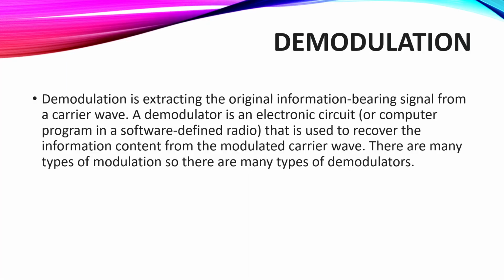Demodulation, finally, we get it. Demodulation is extracting the original information-bearing signal from the carrier wave. A demodulator is an electronic circuit or computer program in a software-defined radio that is used to recover the information content from the modulated carrier wave. There are many types of modulation, so there are many types of demodulator. After this, I am giving the turn to Abdullah Melih KARACA to explain how our code actually works.